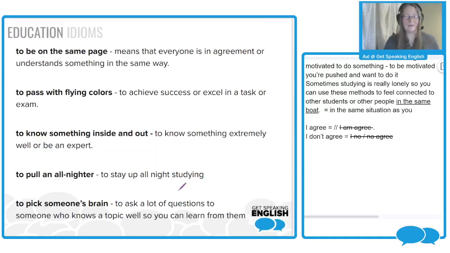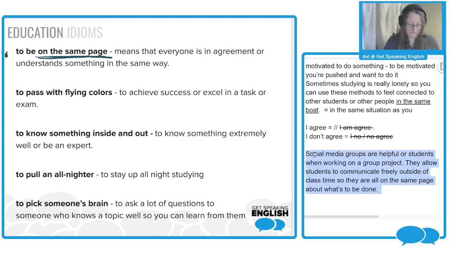All right. So I know I promised that I would leave you all with some education-related idioms. So here's a couple here. For starters, we say to be on the same page. If you're on the same page about something, it means that you all either agree about something or everybody is up to date. They know what's going on about something.